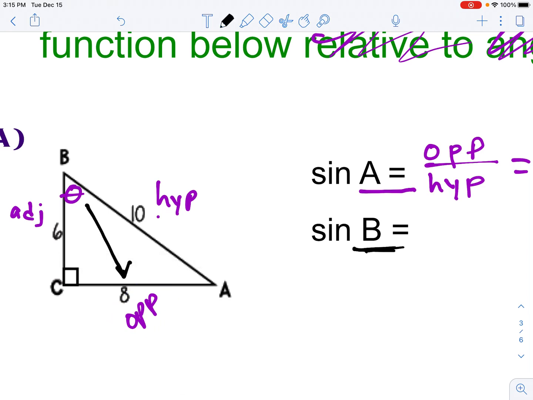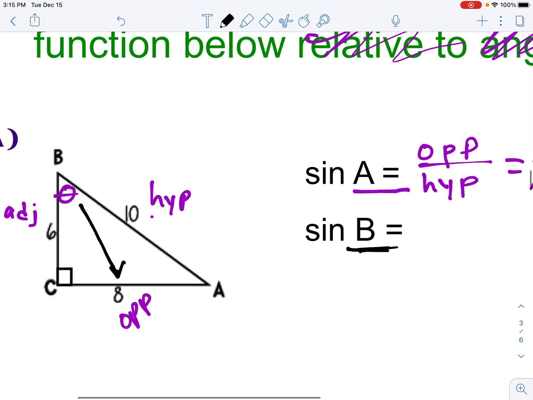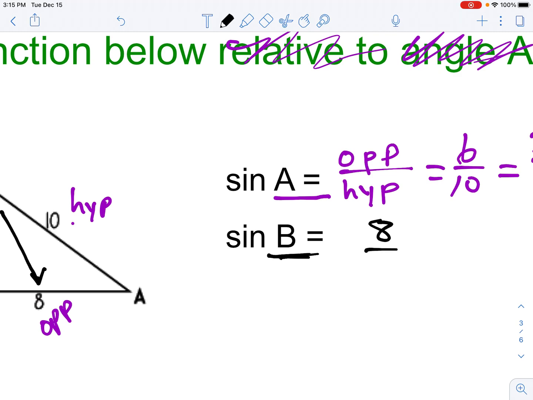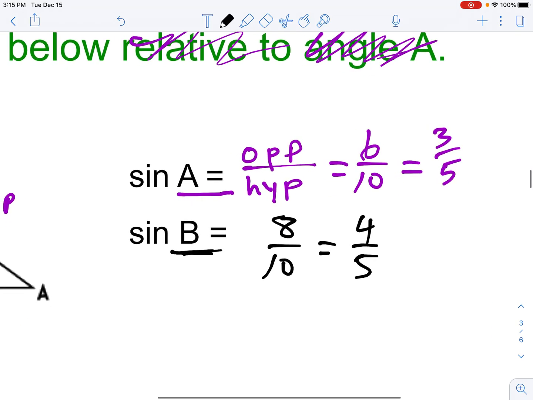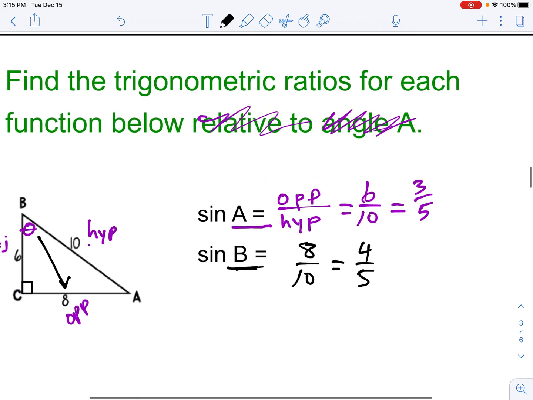So now the sine of B is opposite 8 over hypotenuse 10, which reduces down to 4 over 5. Okay, so that's the gist of what we're doing, is just practicing writing these relationships out.